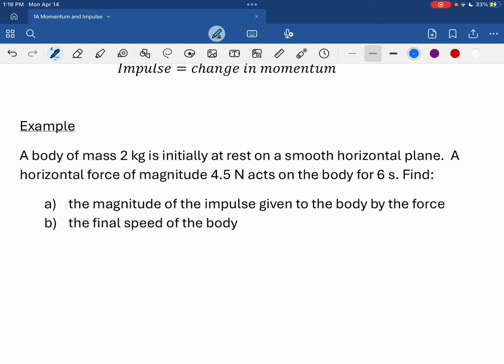Now, there's two things that we've looked at. We've looked at impulse is equal to force times time. And we also know that impulse is the change of momentum, so the final momentum minus the initial momentum, mv minus mu. For question A, we have enough information just to do force times time to work out the impulse. So that's what we'll do.